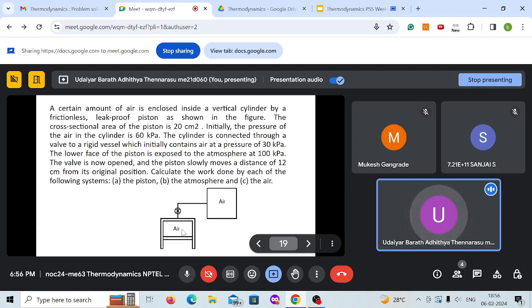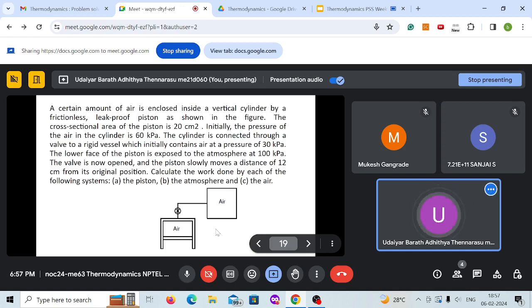Now the cylinder is connected to a reservoir. Or else think of it like the reservoir is your cycle tire and this is your piston pump, something like that. It's a similar arrangement, but here you have a piston and you are connecting it to an air reservoir. So the cylinder is connected through a valve to a rigid vessel which initially contains air. Here this is rigid, so your volume will not change.